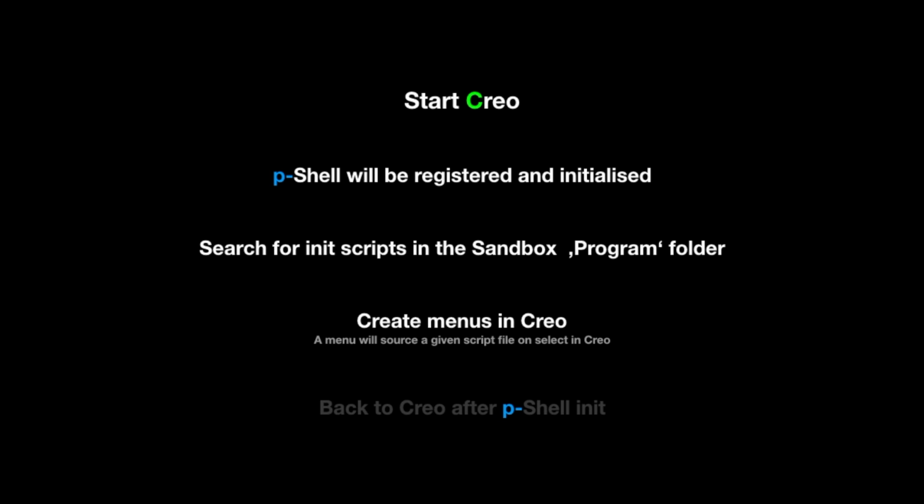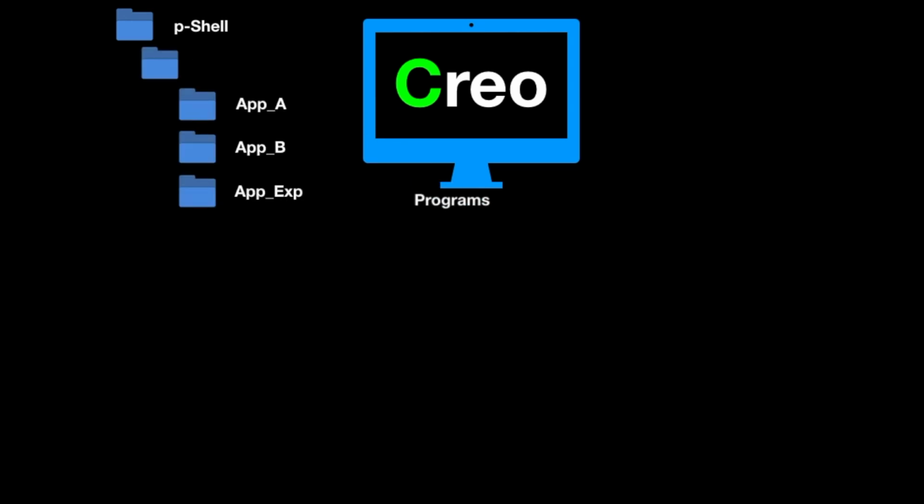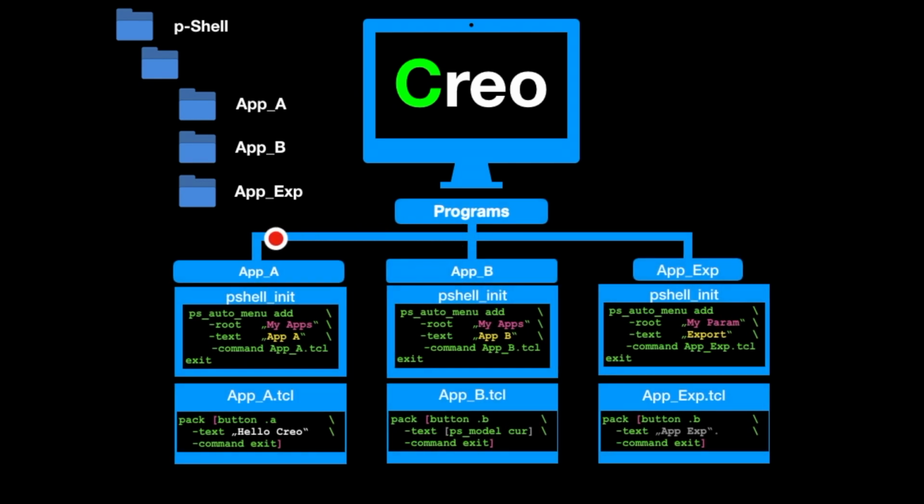Before the given script is executed, TclTk will be started, and the Tcl commands to access the Creo database will be loaded. To make the process of registering different application callbacks as simple as possible, Tcl will recursively search the sandbox program folder for a file named tcl_init.